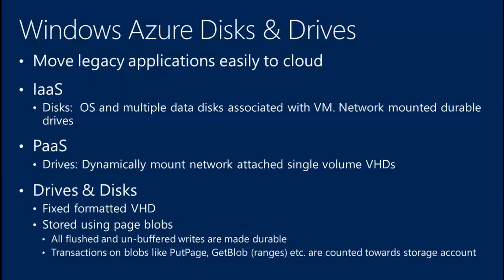For infrastructure as a service, for the disks, you have the OS and multiple data disks associated with a VM. These are network-mounted durable drives. So now you get to talk to it just like a hard drive. And that data, any unflushed data and unbuffered writes, are made durable to the storage system. Platform as a service, you can dynamically mount network-attached single-volume VHDs. They're fixed formatted VHDs. Everything's stored as page blobs. You can just download this as part of the SDK. Basically spin up hard drives and write to them like files.